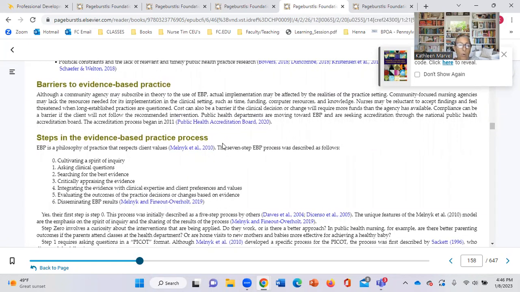How do we get people on board? We try and promote it from a client standpoint. It respects the cultural values, the client's values. It cultivates the spirit of inquiry. It's asking clinical questions, searching for the best evidence, taking a look at the evidence, integrating the evidence.